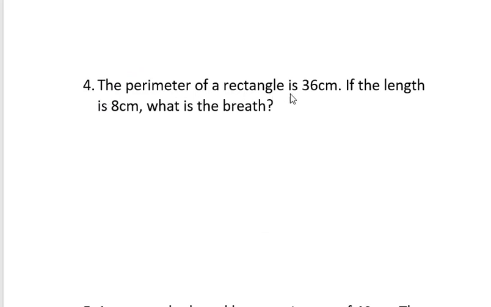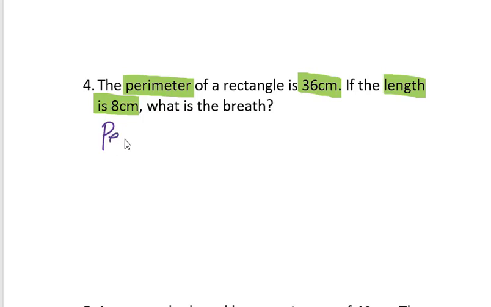The perimeter of a rectangle is 36 centimeters. So they've given you perimeter. Now be very careful about this. They gave it to you as 36 centimeter. If the length is 8 cm, that's length, what is the breadth? Wow. Now a whole lot of information is here, and so many things are happening. Just take it bit by bit and you fix this.